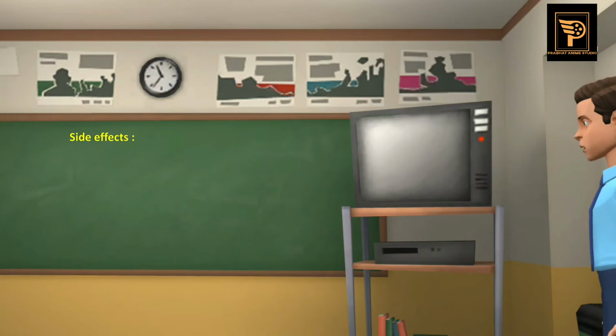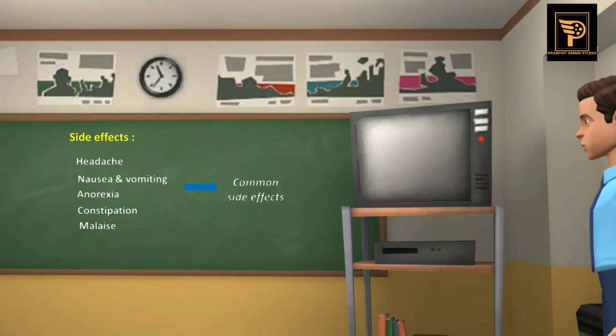What are the side effects? Azidothymidine is one of the NRTIs which produce many types of side effects, and among them headache, nausea and vomiting, anorexia, loss of appetite, and constipation are a few of the important ones. Apart from these, it can also produce other side effects like malaise, a lack of energy. All these are the common side effects produced by Azidothymidine.